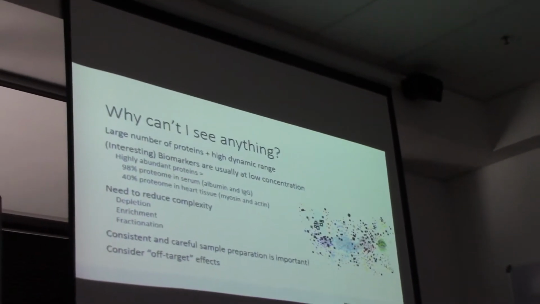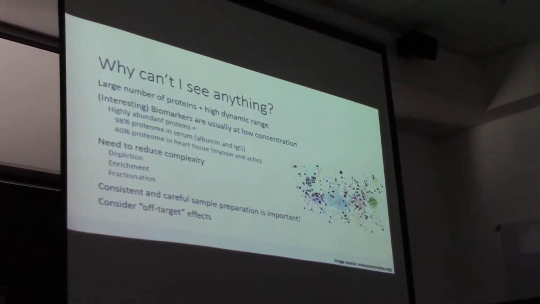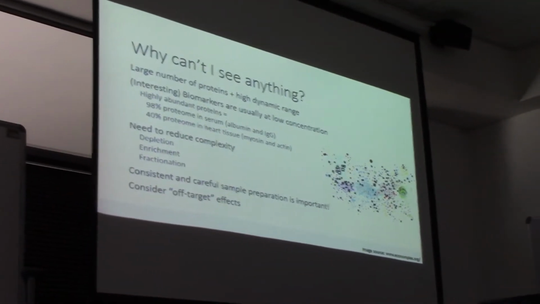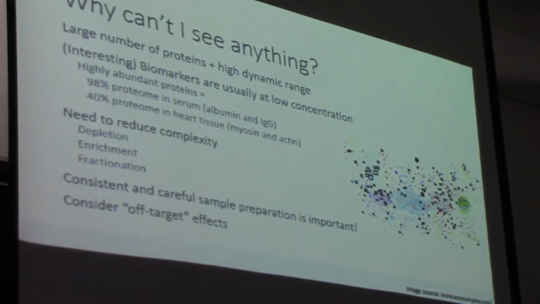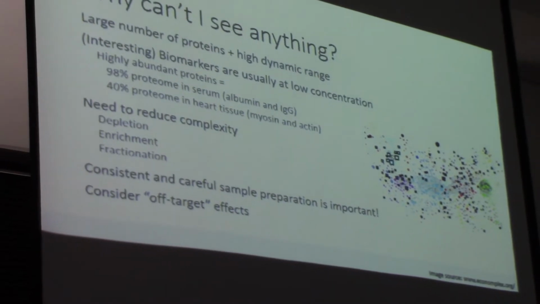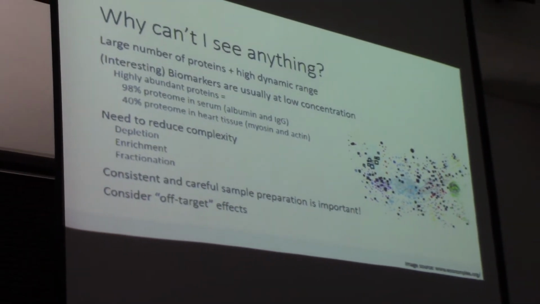So why can't I see anything? I've designed this experiment, I've done my quantitative thing, and I run it on the MS and I see nothing. Or I just see a whole bunch of the same protein. There are a lot of proteins in your biofluids, right? It's chock full of stuff.